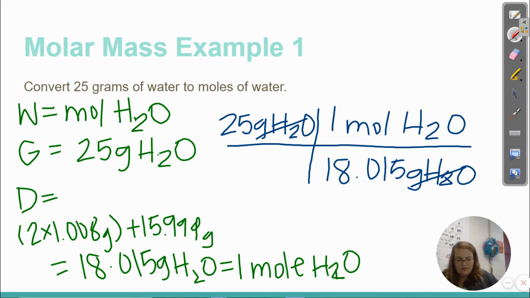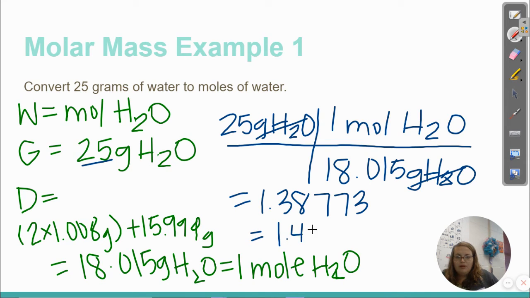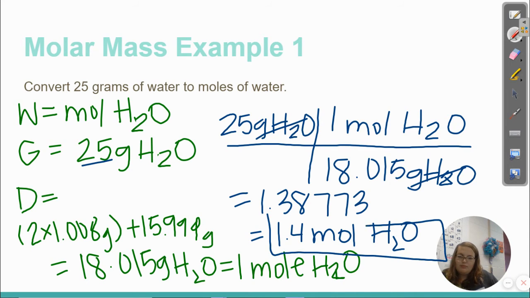So 25 times 1 divided by 18.015 gives me this unrounded number here, 1.38773. And I'm going to round to 2 significant figures, so that becomes 1.4 mole H2O. Okay, so that's our first one.